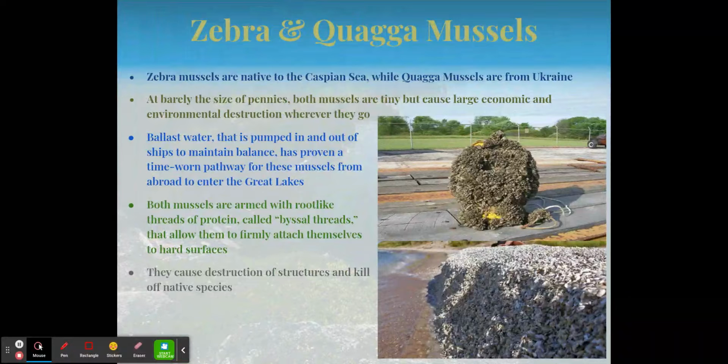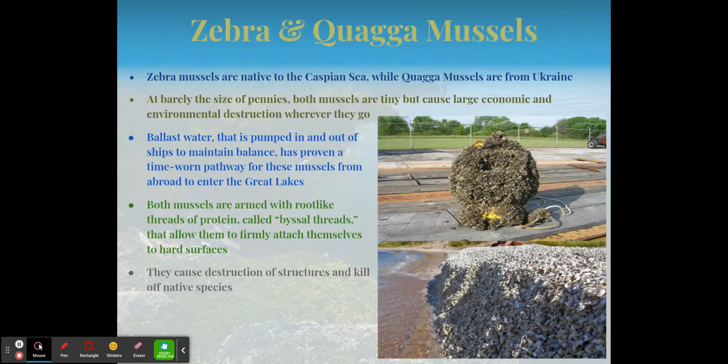So zebra mussels are native to the Caspian Sea. Quagga mussels are from the Ukraine. They're barely the size of a penny, but they cause huge economic and environmental destruction. So ballast water is pumped in and out of ships to maintain balance as they're sailing. It is a time-worn pathway for mussels to a lot of different places, and definitely the Great Lakes.